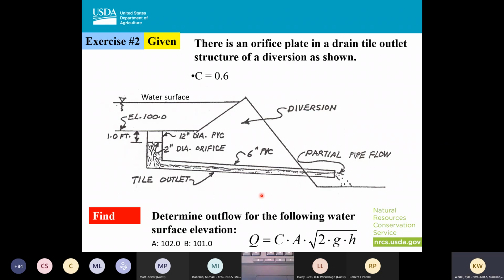Okay, so here's kind of another example. This is one when the orifice is on a horizontal plane, and I'm just going to run through this one. So I have a 2-inch orifice. It's sitting down here. And then I have this elevation here is at 100. And I'm going to solve it for when the water surface elevation is at 102 and 101. And so I know that my orifice is going to be down here at 99 because I'm going to take this distance, and it's 1 foot. So my orifice is sitting at elevation 99.